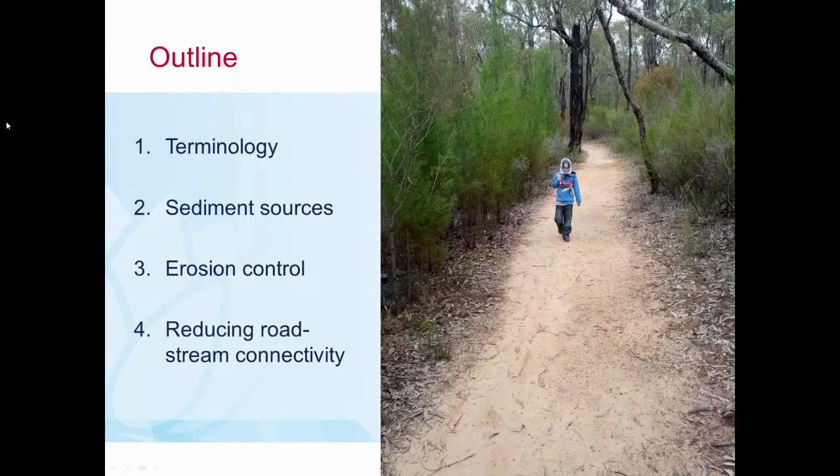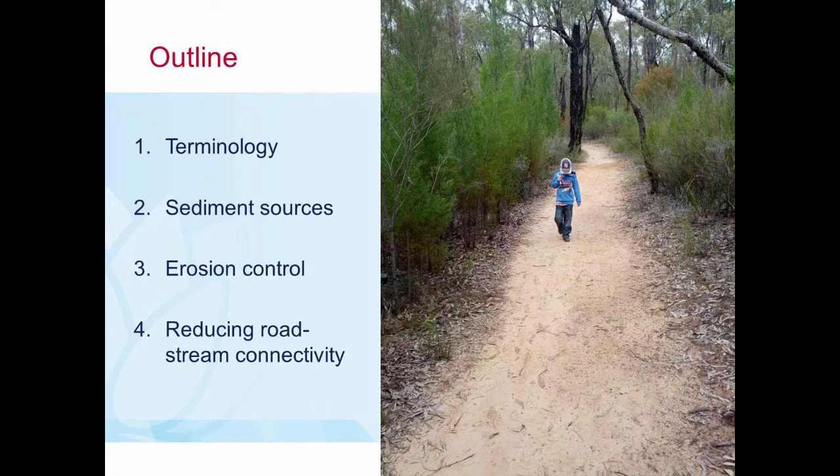So without further ado, the outline of the talk is this: I'll run you through some terminology around roads and tracks and some of the structures that I'd like to talk about, because that might be new to some of you. I will talk about what the main sediment sources from roads and tracks are in different environments, and probably importantly go through some erosion control measures. Finally, I'll talk about reducing road to stream connectivity, which is around reducing impacts on waterways in the aquatic environment.